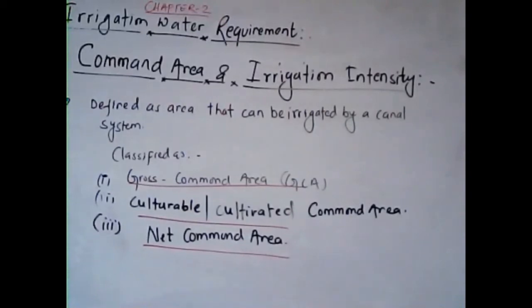In the command area, we'll be going through the gross command area, the culturable command area, which can also be known as the cultivated command area, and last, the net command area. Command area is the area that can be irrigated by a canal system. The whole area that has an irrigation canal that can be irrigated by this canal is the command area, and it can be classified as the gross command area (GCA), culturable command area (CCA), and net command area.